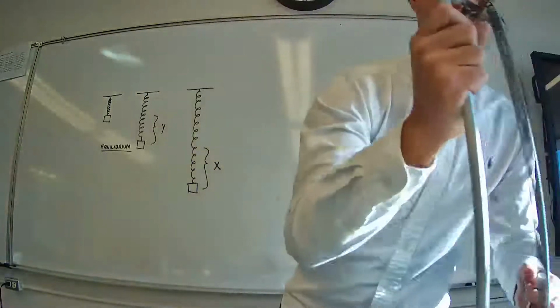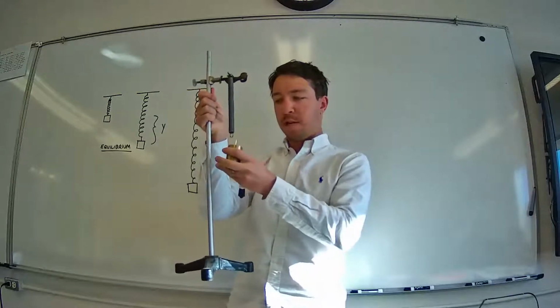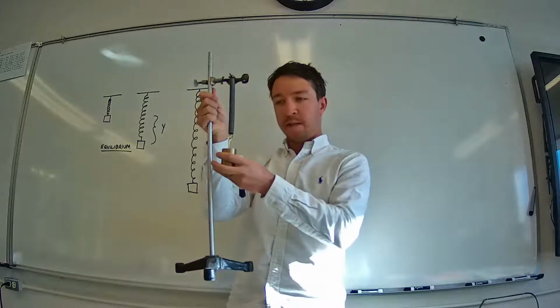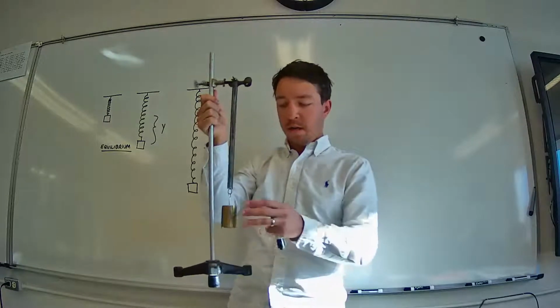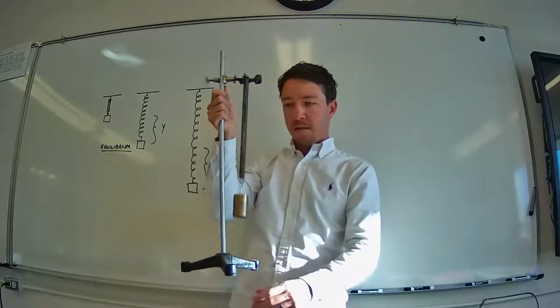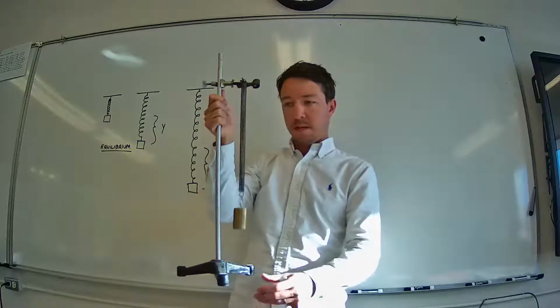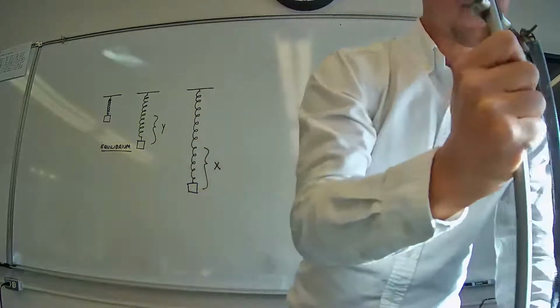So that's what you see when you do it with the real one. Okay, it starts off like this. You add the mass on. So the distance from where it is right now to here is called Y. And then you can stretch an additional distance X. And if you let it go, it oscillates.